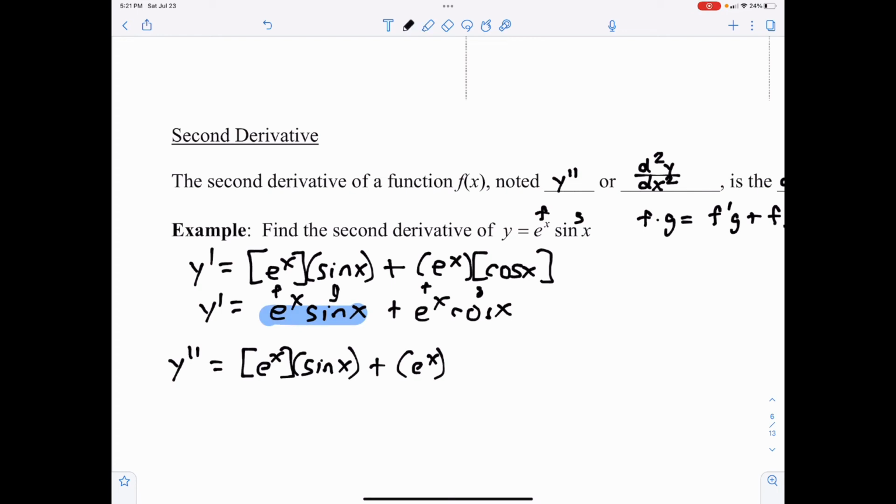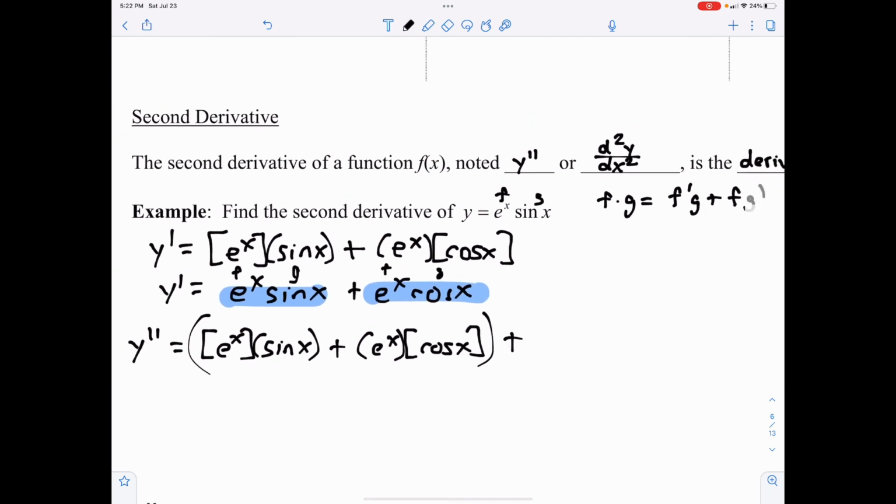Okay, so the derivative of e to the x times sine plus the original f, which is e to the x, times the derivative of sine, which is cosine. Okay, and then all of this is just the derivative of that. Now plus, now we're going to take the derivative of that part.